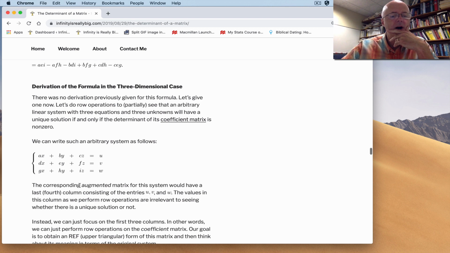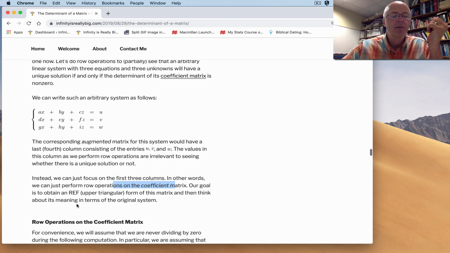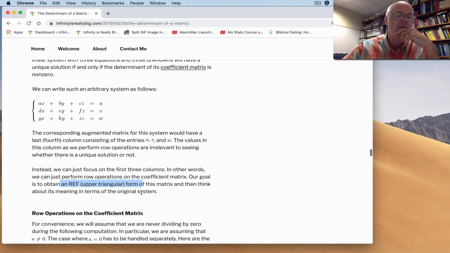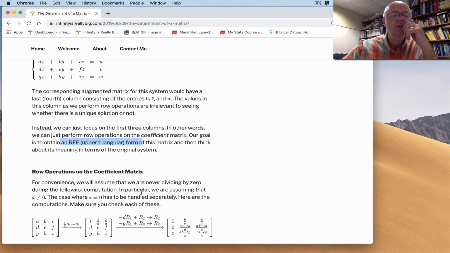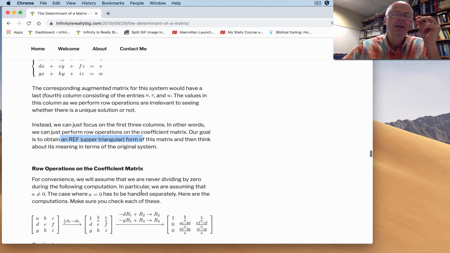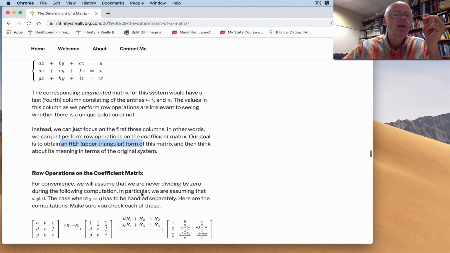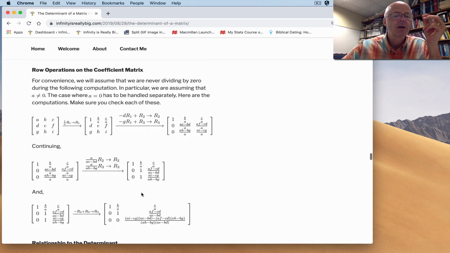So instead of looking at the augmented matrix, we can look at the coefficient matrix, where we just look at the coefficients of x, y, and z: a, b, c, d, e, f, and g, h, i. That's going to be a 3 by 3 matrix. And we want to go to row echelon form, which will be upper triangular, and then use the algorithm to compute, or to think about, actually it's not an algorithm to compute the determinant. We're going to think about when this would not have a unique solution. That's the goal here.